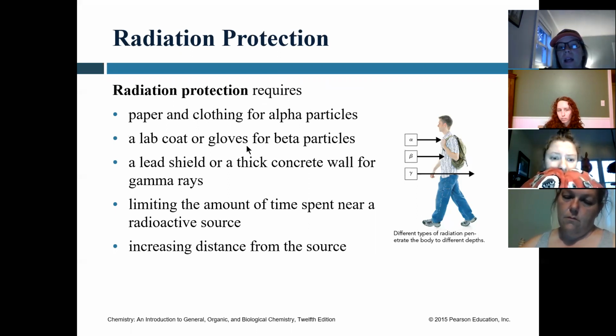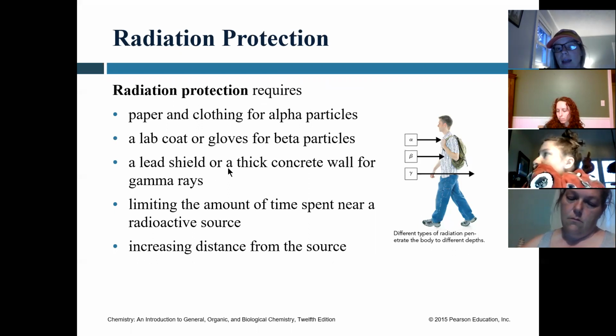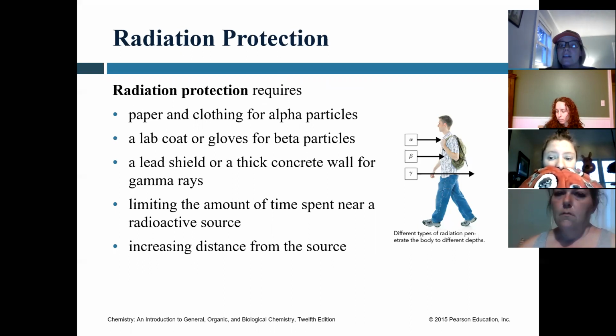A lab coat and or gloves can help with beta particles. As far as gamma rays, you're going to need a lead shield or some sort of concrete. All right, so if there was a nuclear holocaust, you'd have to get into a bunker. You wouldn't put a lab coat on because that is such high energy, it can pass right through your body.